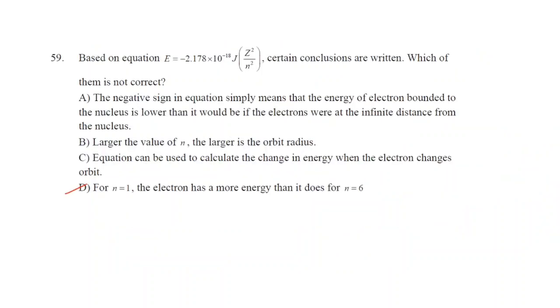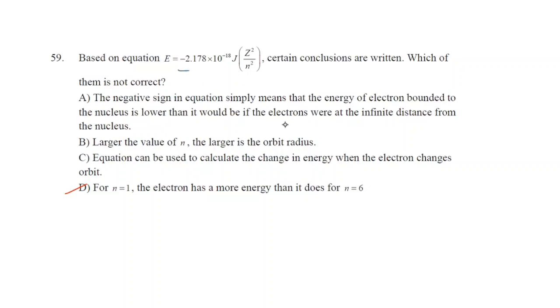Now, next one. Based on the equation E is equal to -2.178 into 10 power -18 joules Z square by n square, conclusions they have given, and they are asking which is not correct. The first one: the negative sign in the equation simply means that the energy of the electron bonded to the nucleus is lower than that of the electron which is at infinite distance. Correct. Here we represent the negative sign for the energy of the electron.